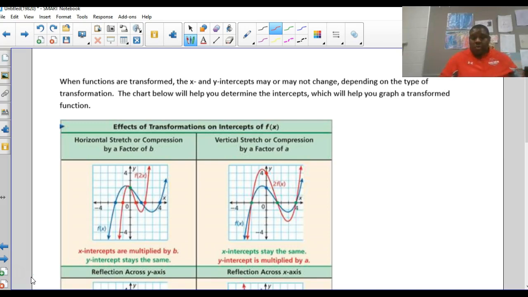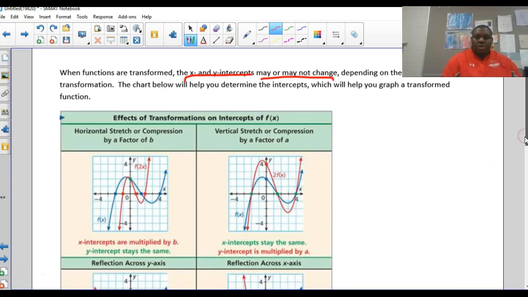Alright. Now moving on. For this part right here, we're talking about the X and Y intercepts and how they may or may not change. Now, they may change. Like, for example, X would change if it's a horizontal anything. Y would change if it was vertical, vertical shift, vertical compression, vertical stretch. The X intercept would change if something happened to the X value, like left or right, or a horizontal stretch or compression. Alright. So let's look at this thing.